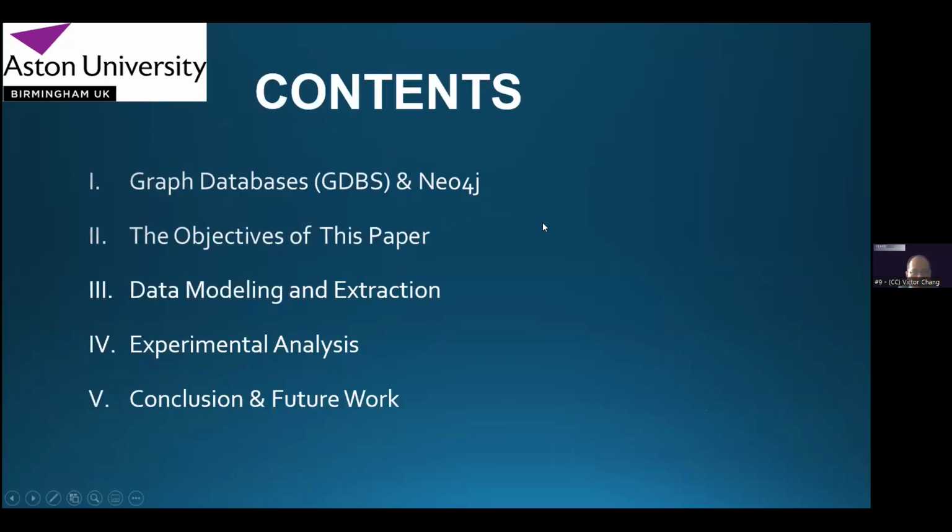I'm going to give the talk as follows: graph databases and Neo4j, the objective of the paper, the data modeling and extraction, experimental analysis, and conclusion and future work.